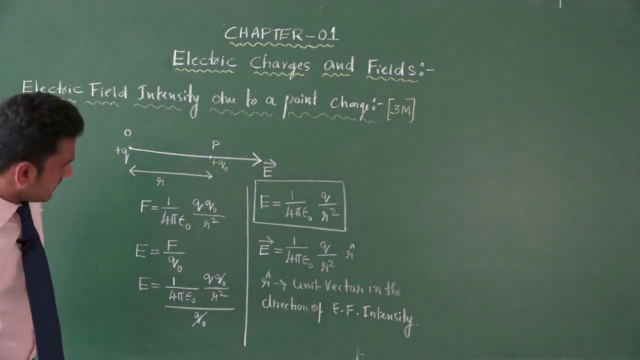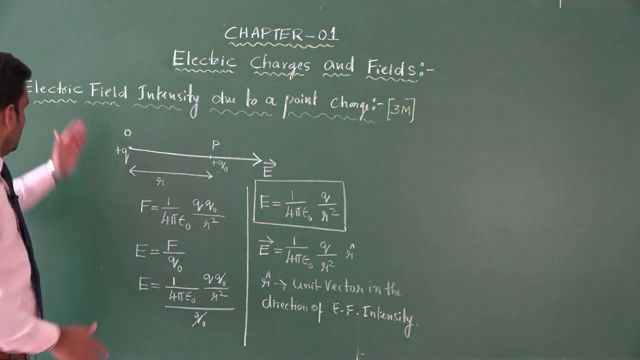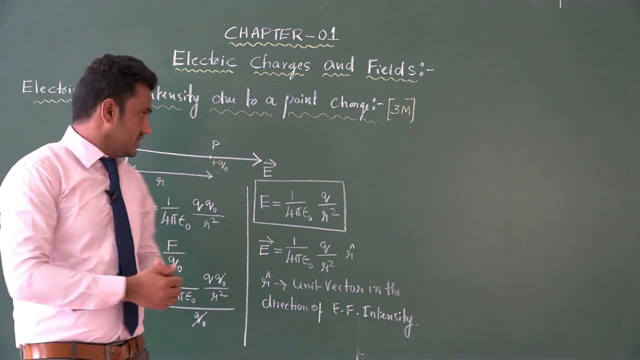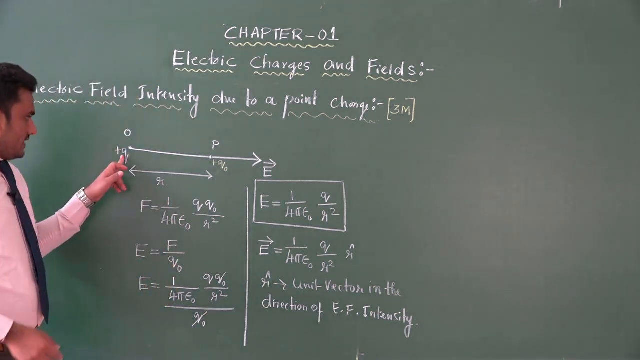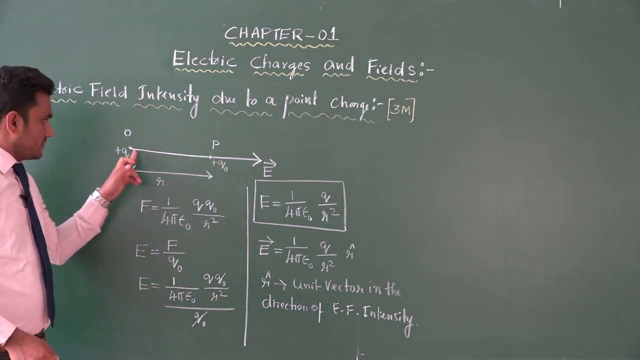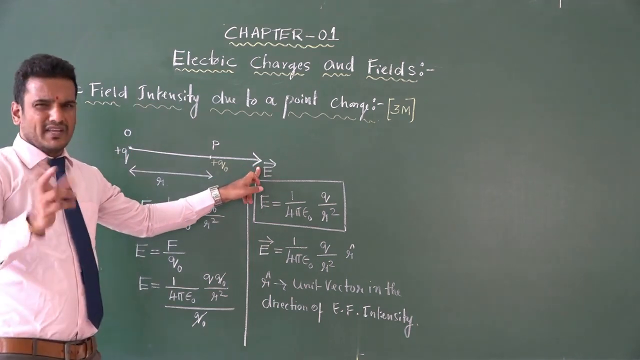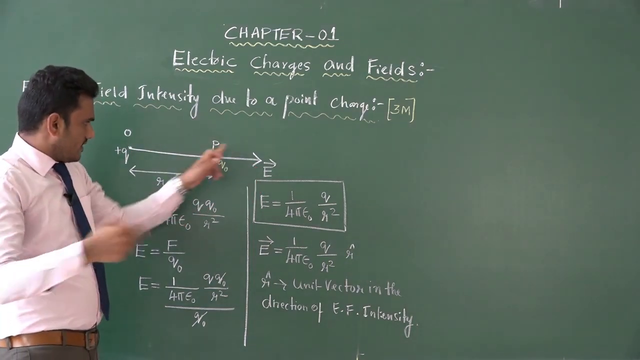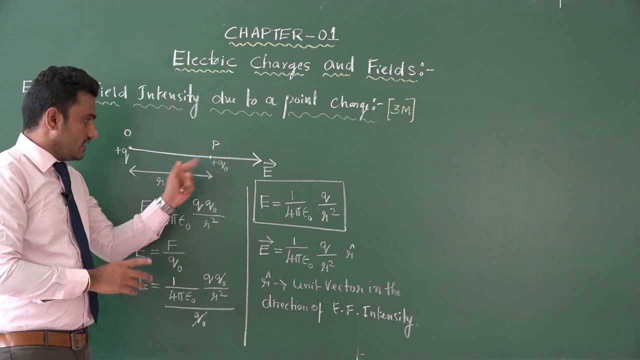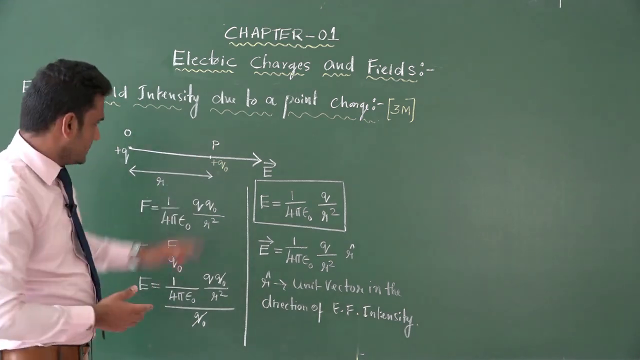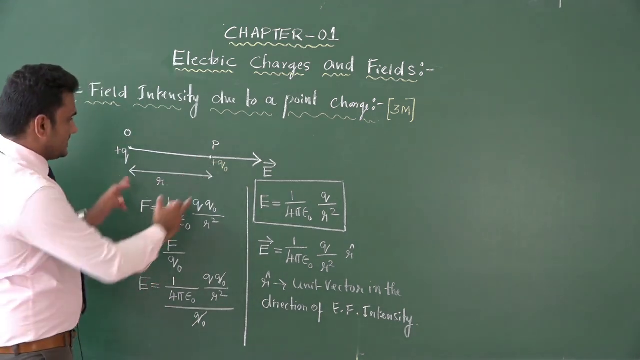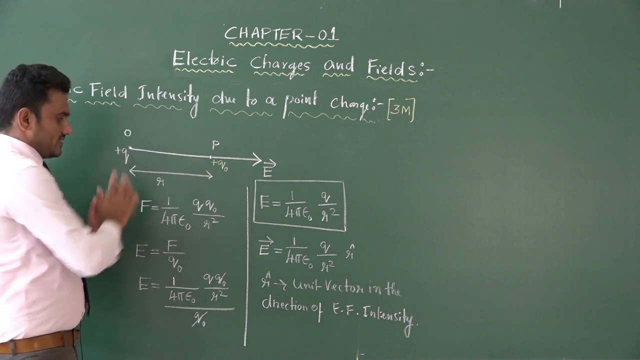I'll brief you once again. So here we are talking about electric field intensity due to a point charge. I consider a point charge at the point O. It is producing electric field. At any point in the electric field, we mark the point as P. At that point I am keeping a unit positive charge, that is plus Q naught. The distance between both the charges is R.